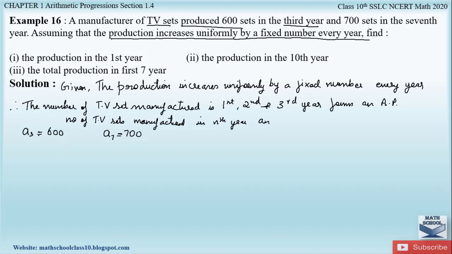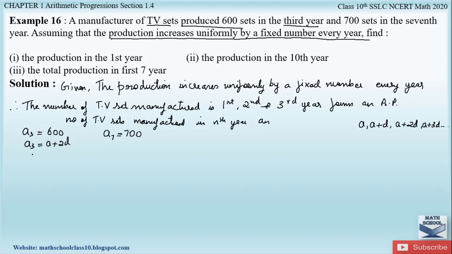Now what is the a3 value from our general form of an AP? The general form of an AP is, as we already know, a is the first term, the second term will be a plus d, the third term will be a plus 2d, and the fourth term will be a plus 3d, and so on. So the third term a3 is given by a3 equal to a plus 2d.